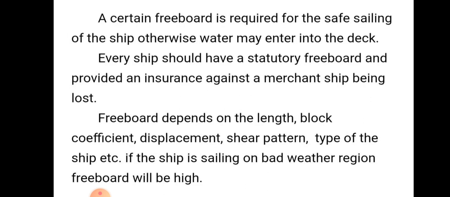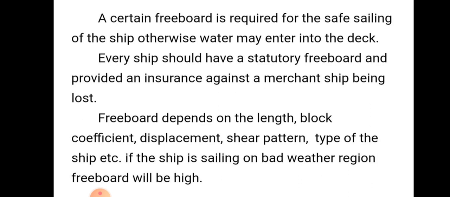A certain freeboard is necessary for the safe sailing of the ship, otherwise water may enter onto the deck. Every ship should have statutory freeboard, providing an insurance against the merchant ship being lost.